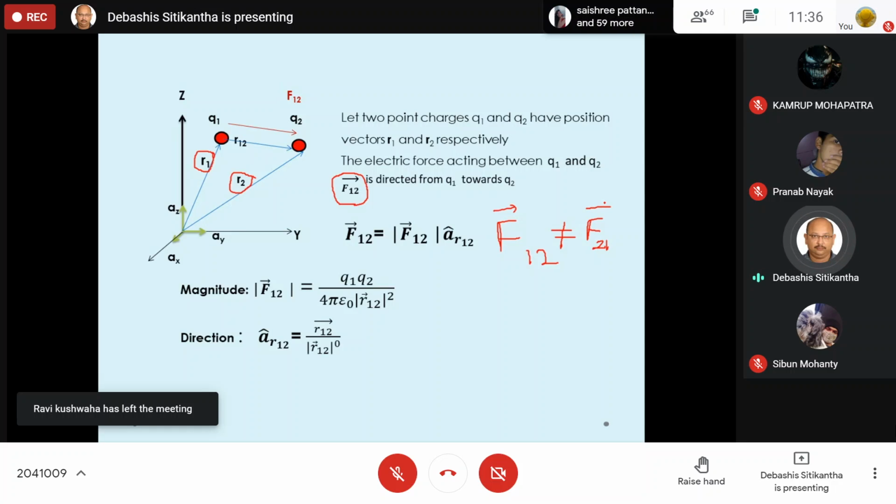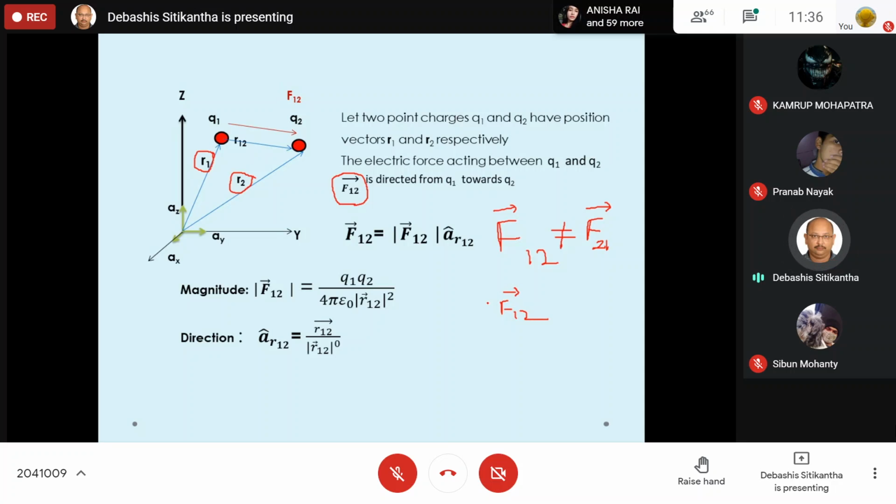Why? Because their magnitudes may be the same, but the directions are opposite to each other. So magnitude-wise they may be the same. That means the magnitude of F12 is the same as that of the F21 vector, but their directions are completely opposite to each other. So this one is correct, but when we are representing it in terms of vectors, it is not going to be the same.